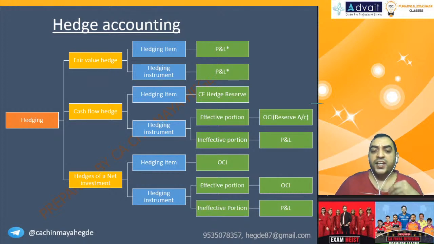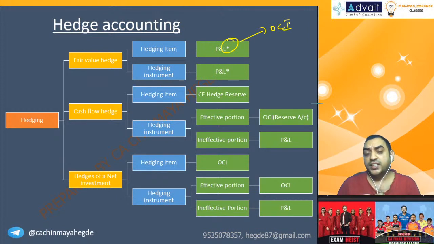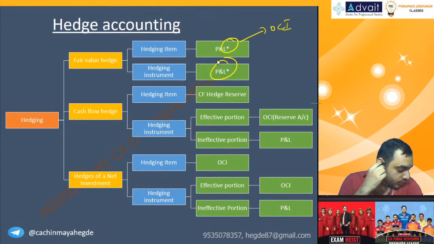Accounting part, fair value hedge, very simple. In a fair value hedge, for the hedged item as well as the hedging instrument, the fair value change, both will go to the P&L account. One star is there because suppose the hedged item goes to OCI, like an investment in the nature of FVTOCI. Where will you transfer it? You don't transfer it to the P&L account, right? You transfer it to OCI. So the hedging instrument also you transfer to OCI. Basically a matching concept.